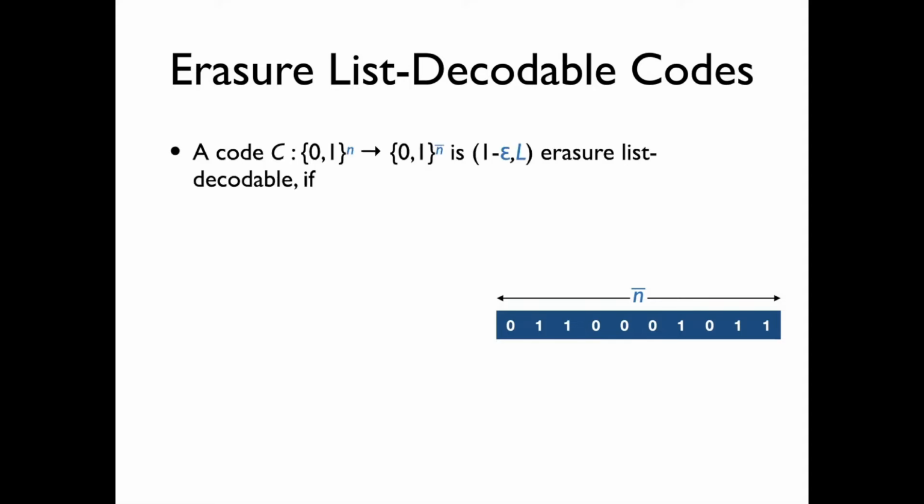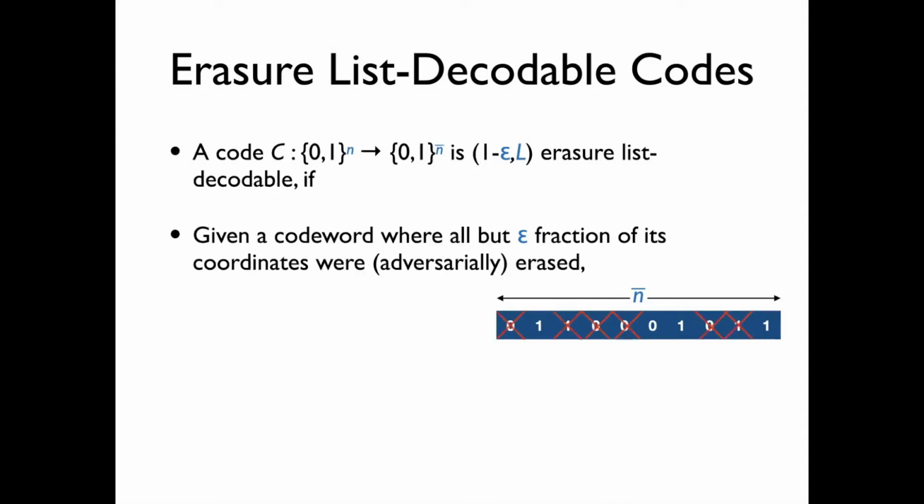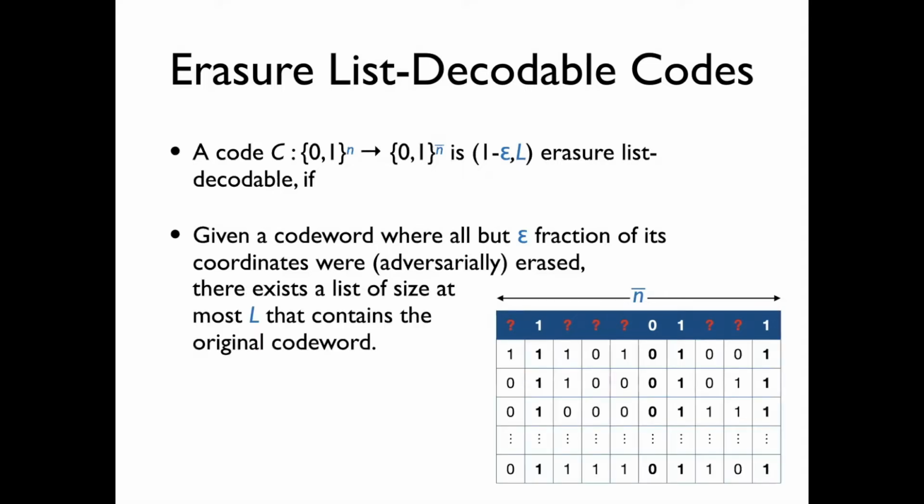So we say that a code C that maps messages of length n to codewords of length n prime is 1 minus epsilon, comma, L erasure list decodable if, given a codeword where all but an epsilon fraction of its coordinates were adversarially erased, so we replace them with question marks, there exists a list of size at most L that contains the original codeword. Okay, hopefully a short list. So here is our initial codeword.